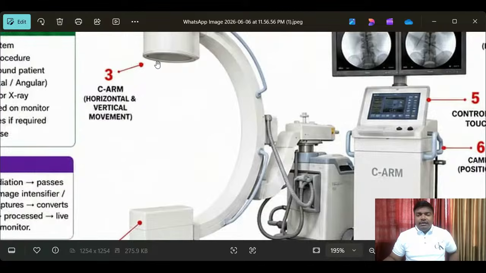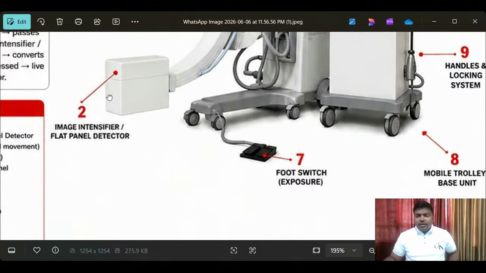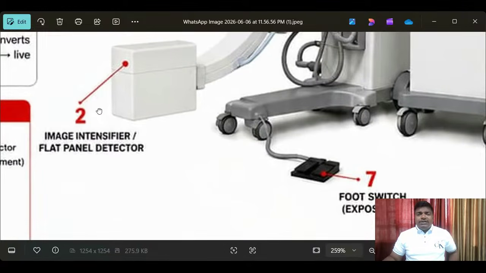Third one, see, understand? Second one, see. So I'm going to zoom in and show you first of all.